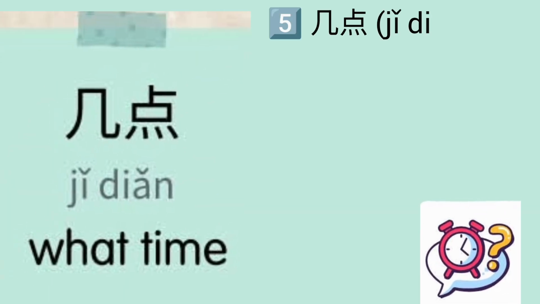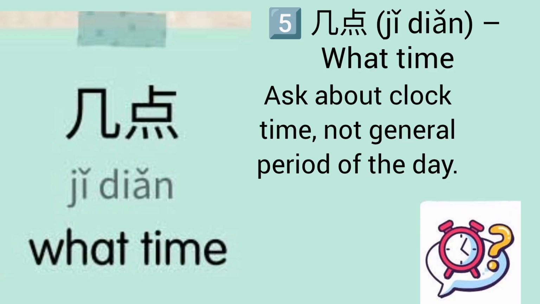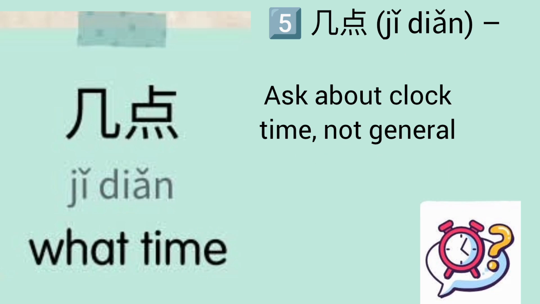Next vocabulary that we have is what time, which in Chinese can be pronounced as 几点. What time asks about specific time of day. Let's practice it again. 几点. Let's watch some useful example.